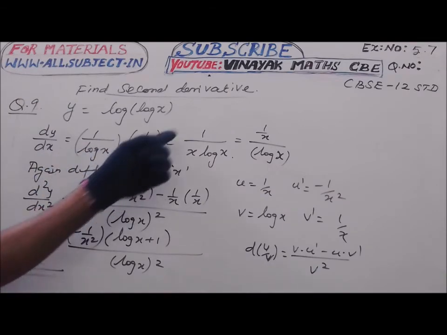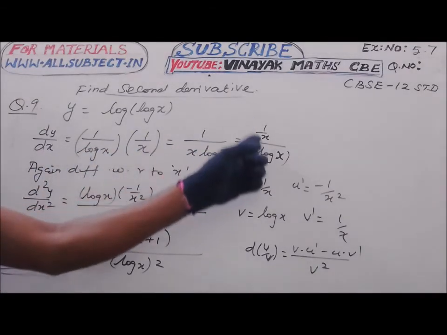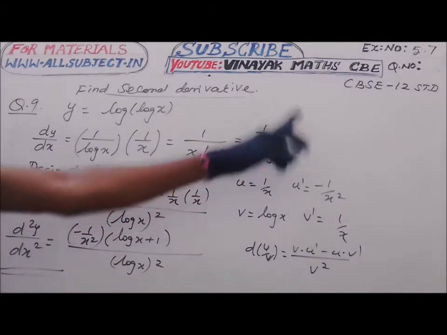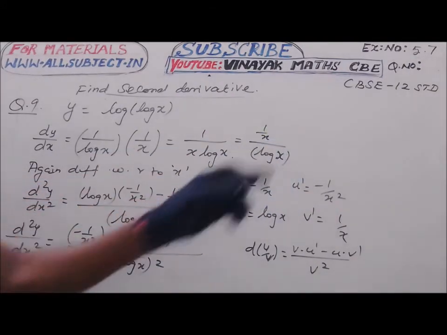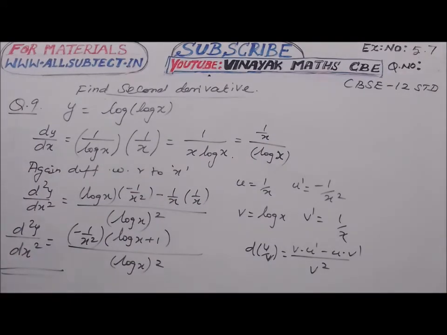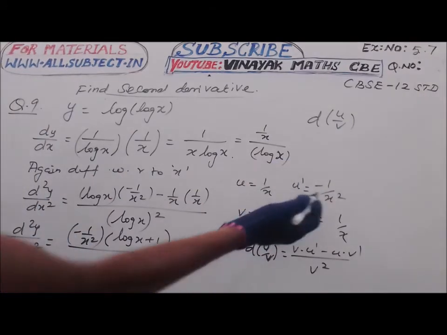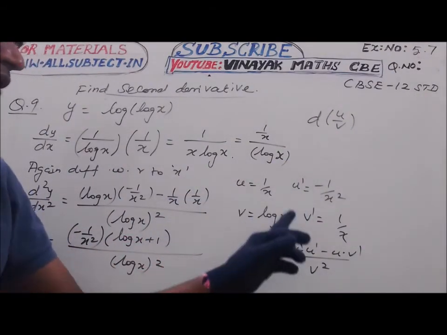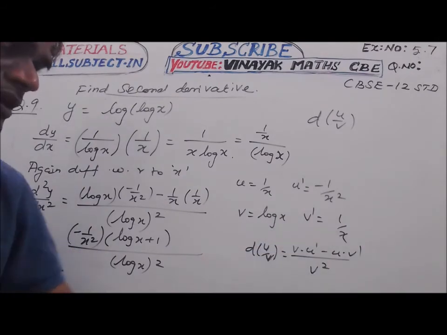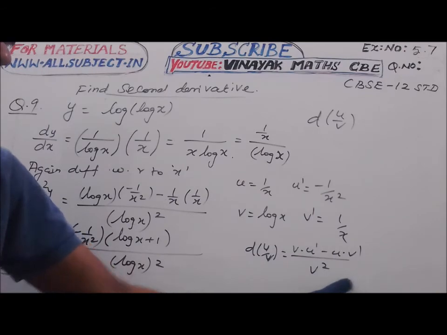For the first derivative it will be 1 by x log x. For our convenience we can simplify it as 1 by x divided by log x. Now reciprocally we get 1 by x log x. So this is taken as u, this is taken as v. So this is in the form of derivative of u by v. So u and v are separately taken and differentiated with respect to x. We have got u dash and v dash. Substituting in the formula d of u by v, v into u dash minus u into v dash by v square.